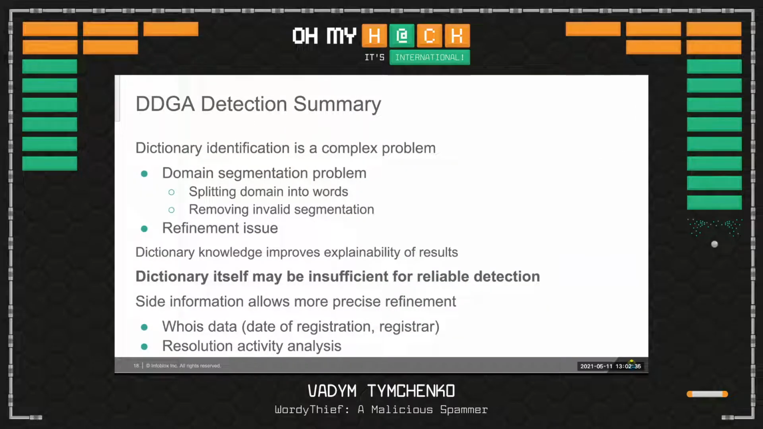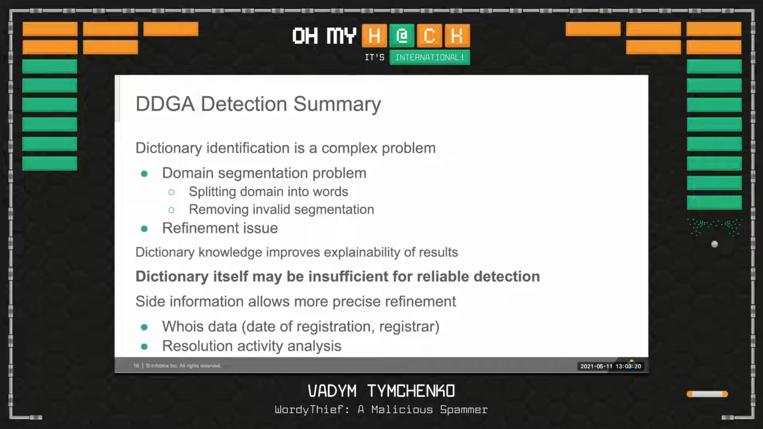So to summarize everything I described, we can tell that dictionary identification is a complex problem. The domain segmentation problem, splitting a domain into words and removing invalid segmentation, is also not an easy one. Finally, there is a refinement issue. Dictionary knowledge greatly improves the explainability of results. If you mark some domain as belonging to a certain DGA, we want to explain why exactly this label was applied.